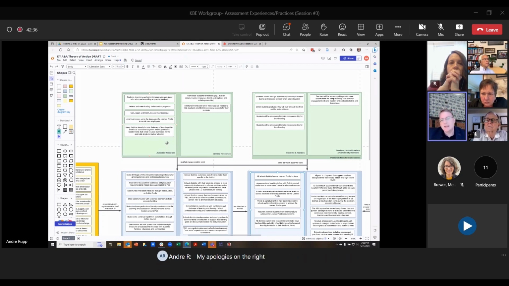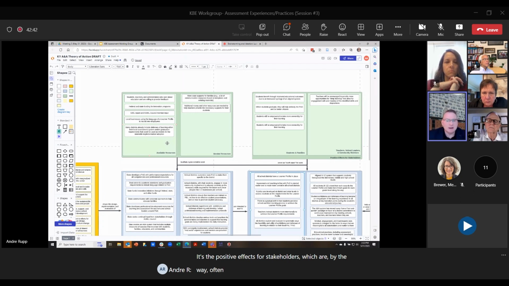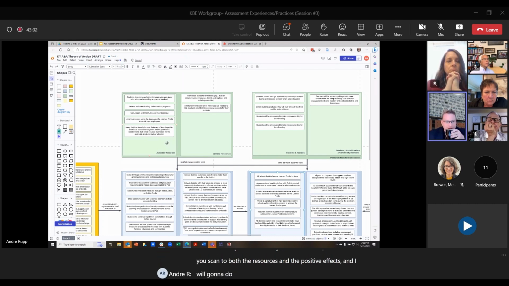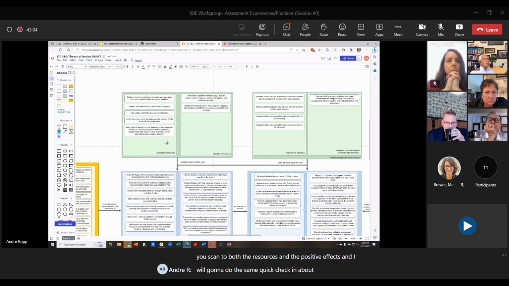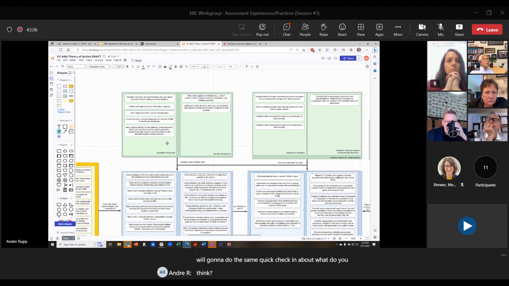On the right-hand side, this is also something positive. It's the positive effects for stakeholders, which are, by the way, often very similar to the goals. It's essentially a place where, for people who really are thinking about students or teachers or families or caregivers, and they want to say something that's really important to them, this is often a place where they can call that out. So I'll let you scan through both the resources and the positive effects, and then we're going to do the same quick check-in about what you think of these.